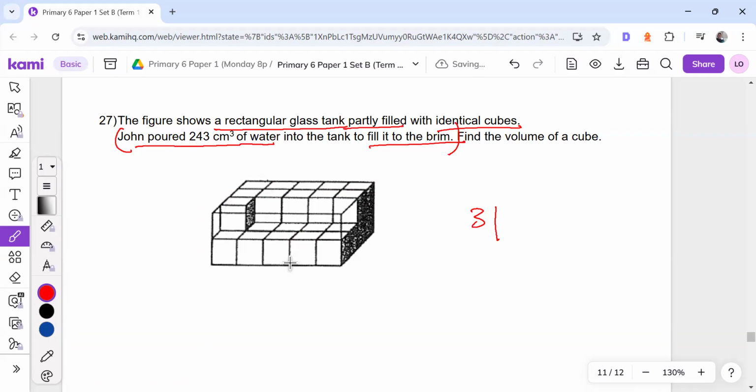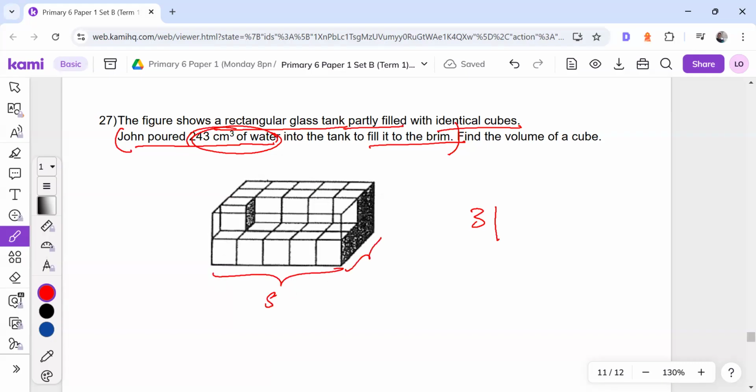There are some cubes inside, but there's also empty space. So the water fills up the empty space, your P4 science. So the empty space is filled up by 243 cm cube of water. And what is the empty space? The empty space is where the cubes are missing. That's why the water can fill those empty spaces. So can you find how many cubes are missing? You can count easily. There are actually 9 cubes. But if you don't know how to count, there's a shortcut.